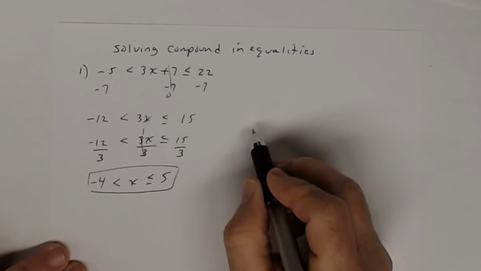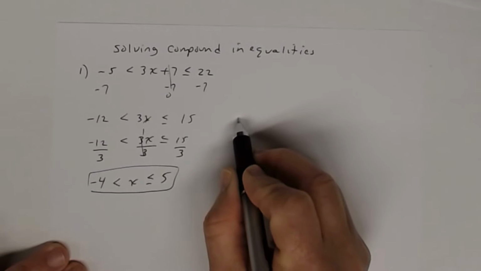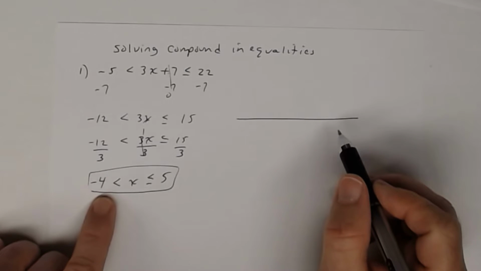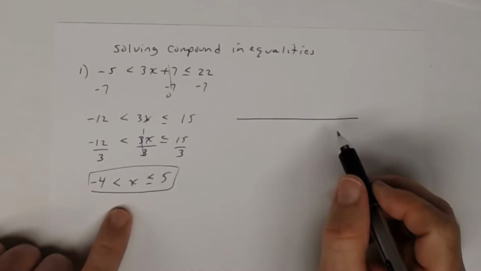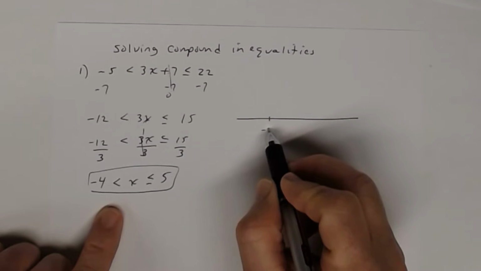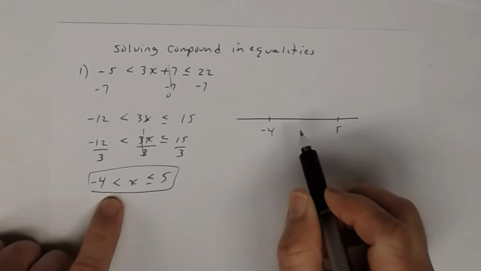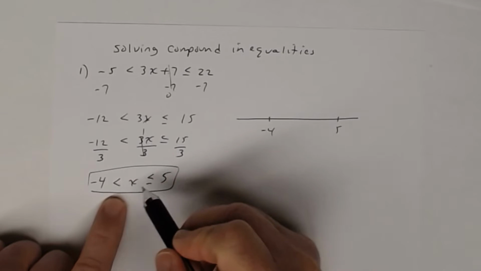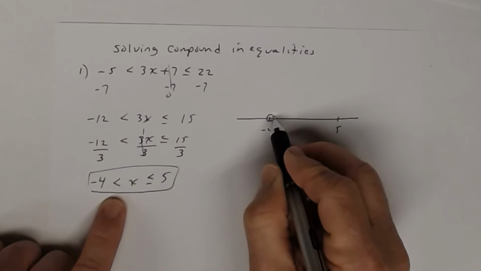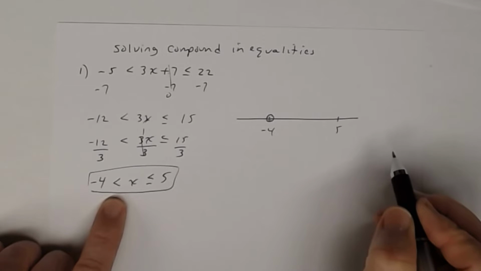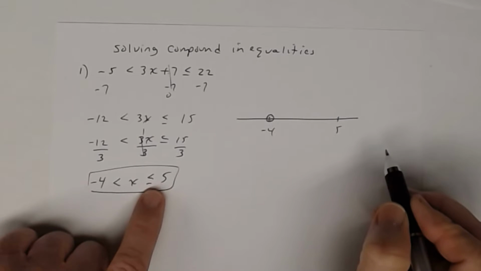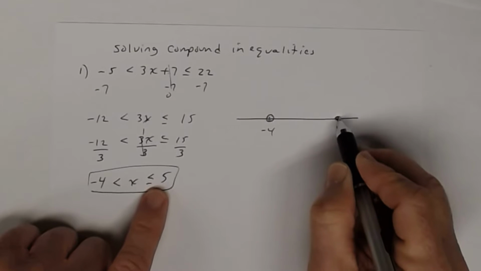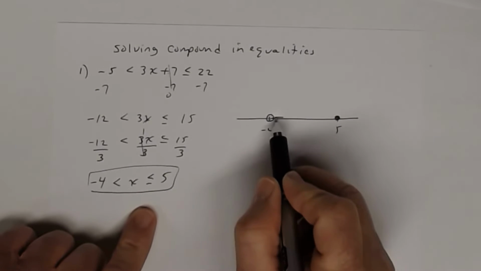Now you want to write this in graphical form. In graphical form, this is easy to graph. You're just going to graph every real number between negative 4 and 5. So here's negative 4. Here is 5. Since there is no equal sign here, I'm going to put an open circle at negative 4. Negative 4 is not a solution. But I do know that 5 is a solution to this compound inequality, so I need to put a closed circle. So we have this, and then we're going to shade it in.